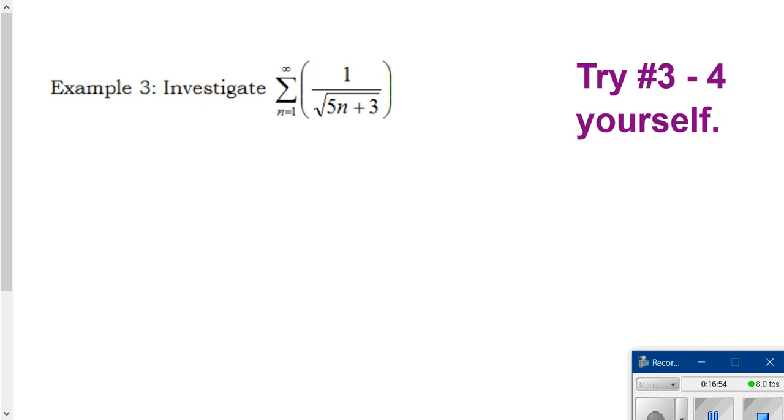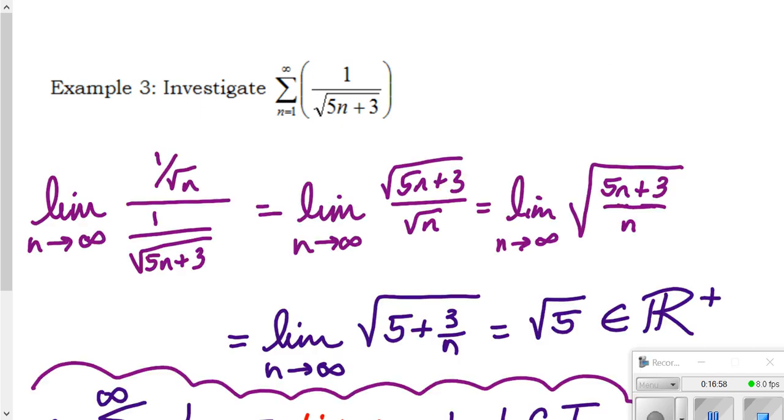Okay, let's take a look at the solution to number 3. I hope you tried it by yourself first. So here's my solution to number 3. I thought that what it looked like if I stripped away the extra stuff is it kind of looked like 1 over square root of n. And 1 over square root of n is a p-series, and it's a divergent p-series.